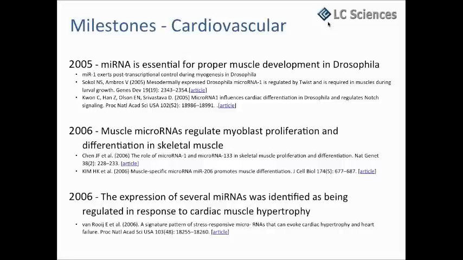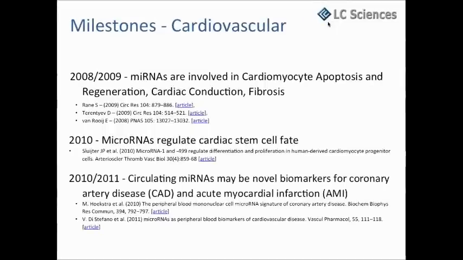And then the first really comprehensive publication was a PNAS paper by Eric Olson's group and Eva van Rooij as the first author. And that was in 2006. This paper described the expression of microRNAs and their involvement in regulation and response to cardiac muscle hypertrophy. So basically 2006 was the year where the clear link between microRNA and the cardiovascular field was made.